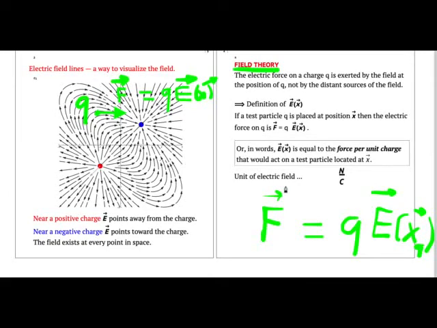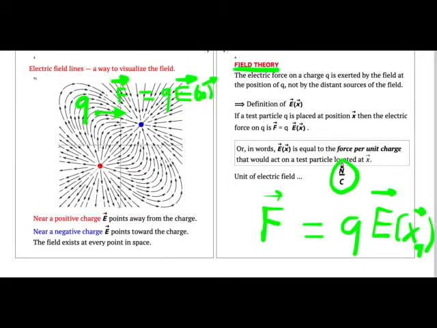Now, what's the unit for electric field? Well, you see, electric force is a force, so it's newtons. Electric charge is coulombs. So electric field has to be newtons divided by coulombs. So the unit of the electric field is newtons per coulomb.